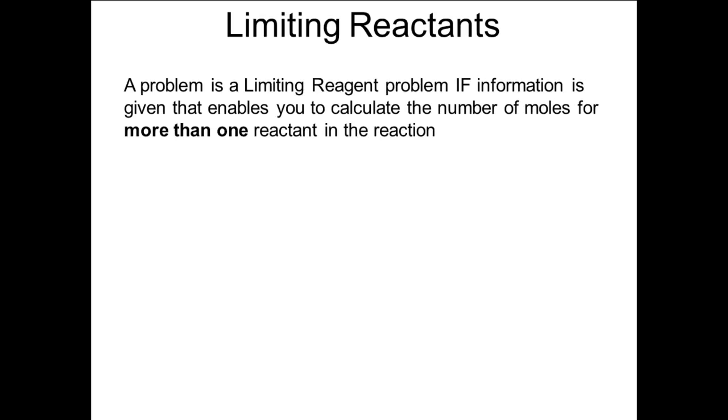When you are doing a stoichiometry problem, it is important to be able to recognize whether it is a limiting reactant problem. If you are given information about more than one of the reactants, then the problem is a limiting reactant problem if the information you are given is enough to be able to calculate the number of moles of more than one of the reactants.